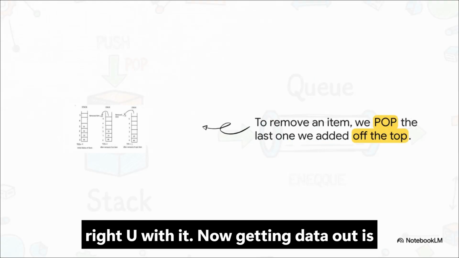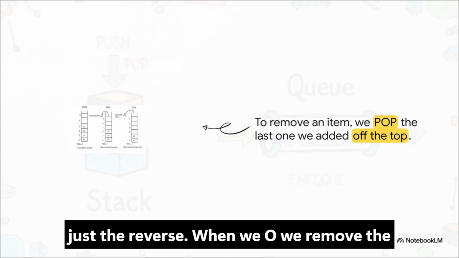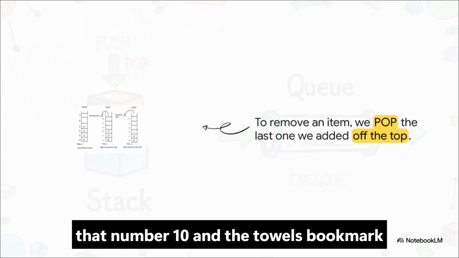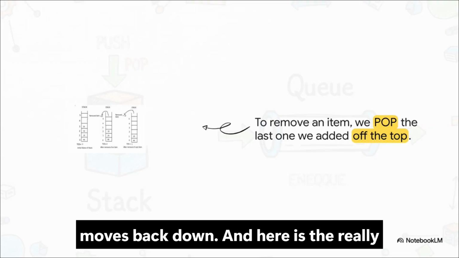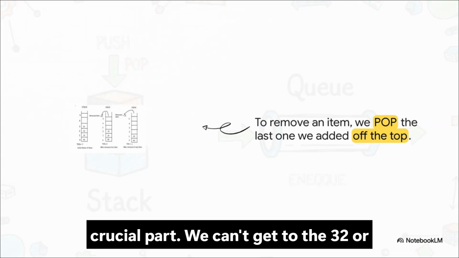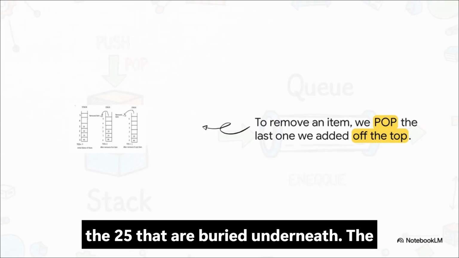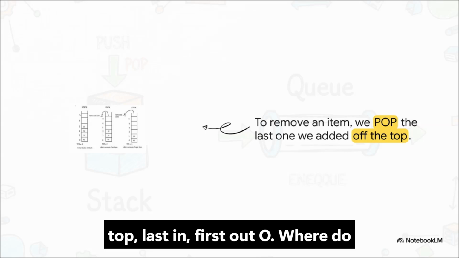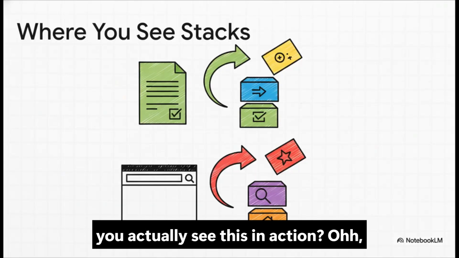Now, getting data out is just the reverse. When we pop, we remove the very last thing we added. In this case, that number 10. And the TOS bookmark moves back down. And here is the really crucial part. We can't get to the 32 or the 25 that are buried underneath. The only thing we can access is what's on top. Last in, first out.